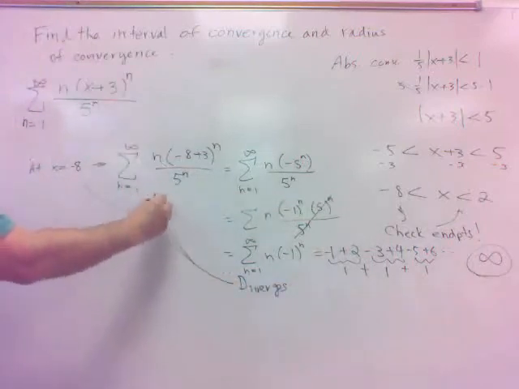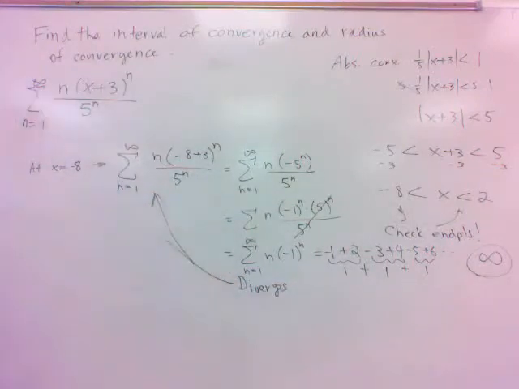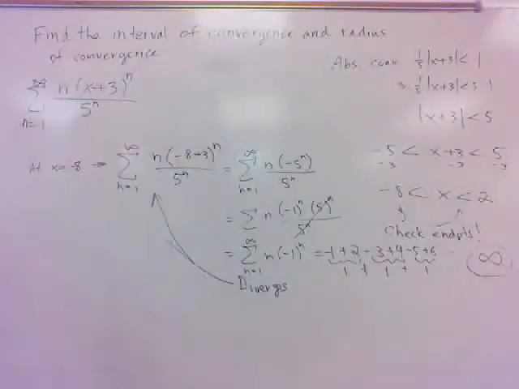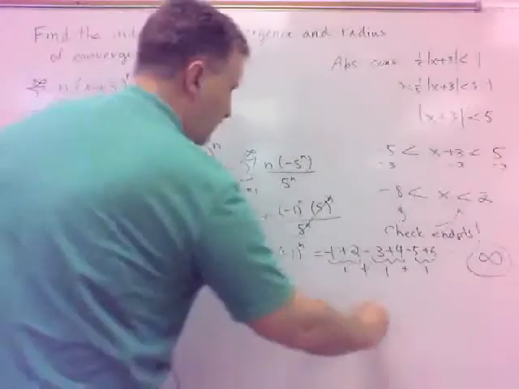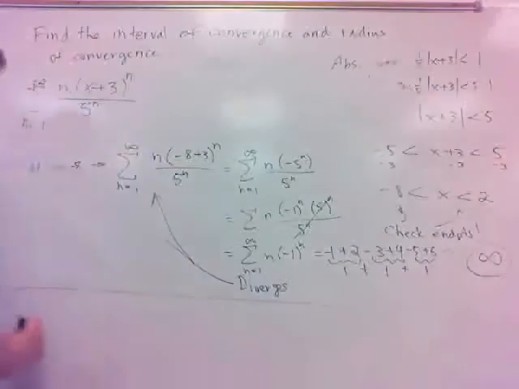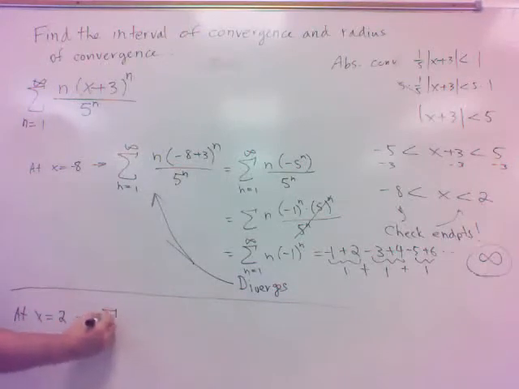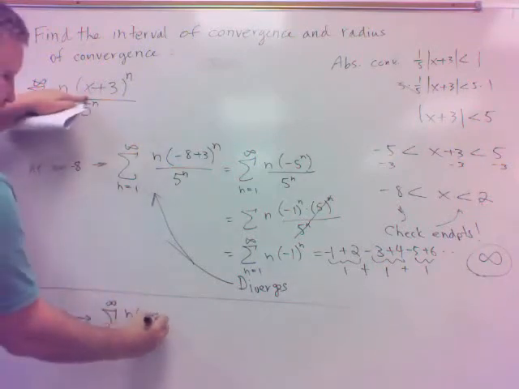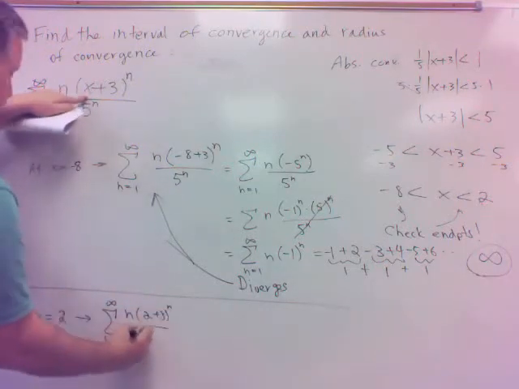Whoops, that one diverges. So at this endpoint, we've got divergent. What about the other endpoint? Well, the other endpoint, we've got 2, so at x equals 2, we'll have what series? N equals 1 to infinity, n, so x is 2, so we have 2 plus 3 to the n, over 5 to the n.